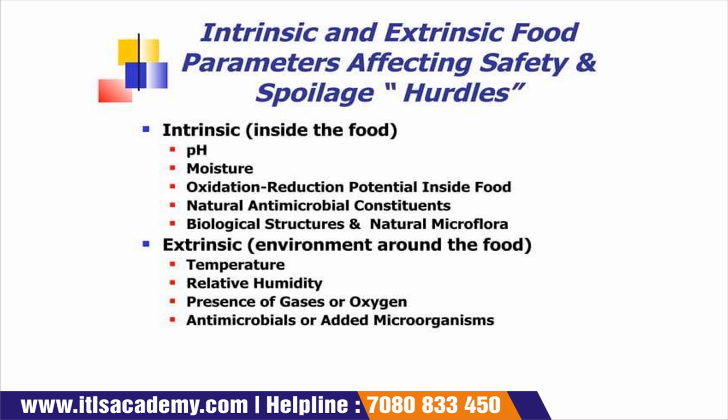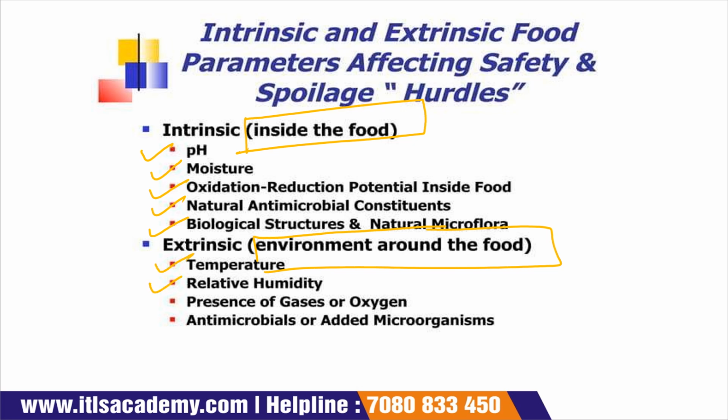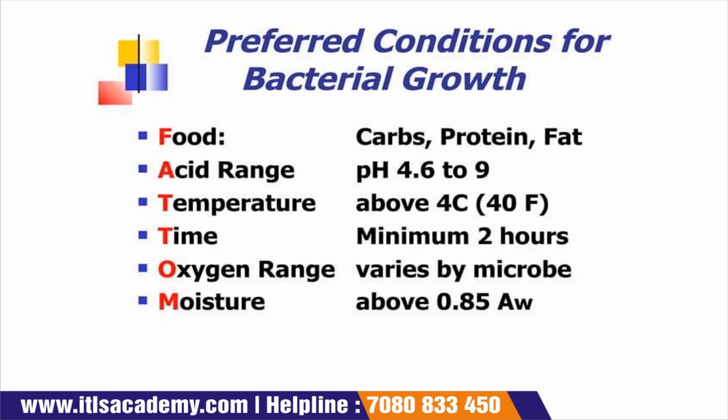Okay, now some intrinsic and extrinsic properties are there which affect food safety and spoilage. Intrinsic properties we consider as the inside properties of the food, and extrinsic we consider as the environment, meaning outside of the food. Intrinsic properties include pH, moisture, oxidation, natural antimicrobial constituents, biological structure. Extrinsic properties are like temperature, relative humidity, presence of gases, antimicrobials or added microorganisms. Okay, now preferred considerations for bacterial growth. Okay, this is a basic thing that we have to learn.